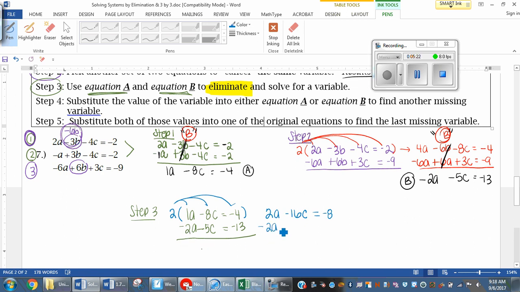Bring over that second equation. We did not change anything about that one. And now we're choosing to eliminate a. So go ahead and cross those off. We're just adding down each column.